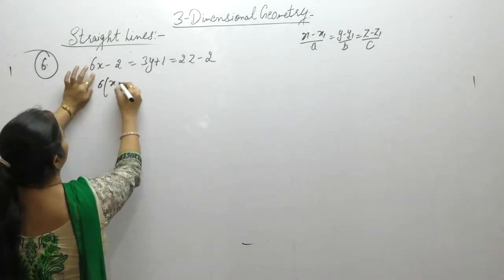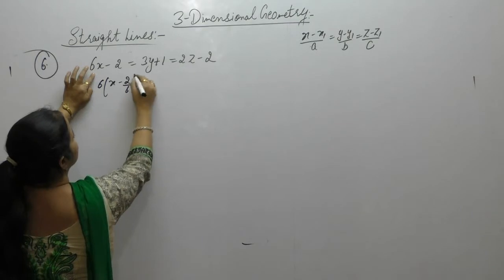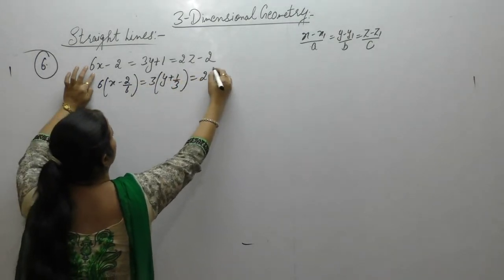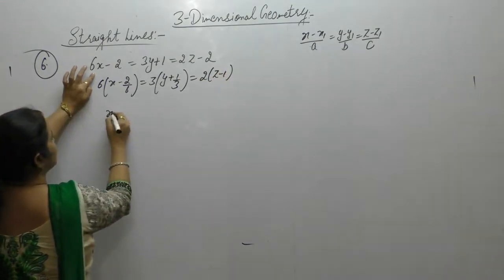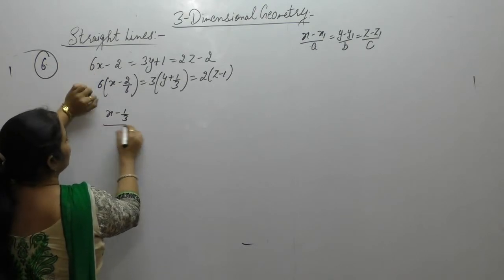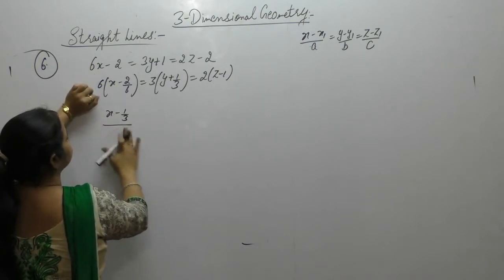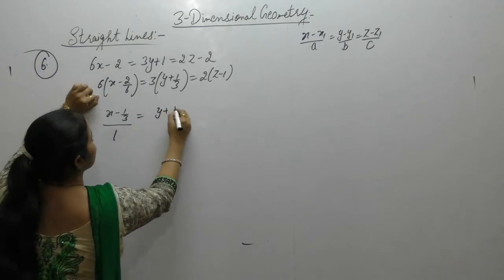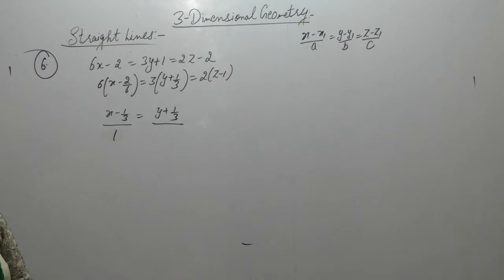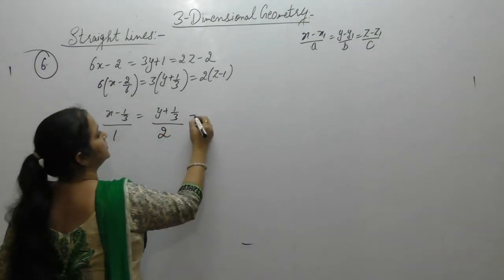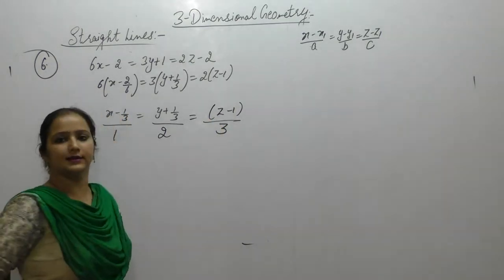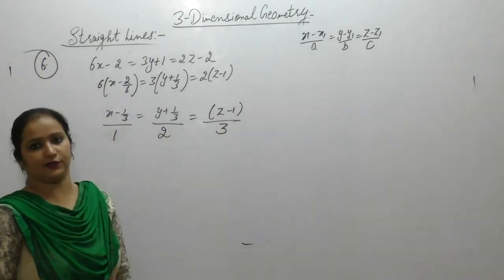Take 6 common, x minus 2 by 6; 3 common, y plus 1 by 3; 2 common, z minus 1. So we can write it as x minus 1 by 3. Divide this whole equation by 6. y plus 1 by 3, 3 by 6, that is 2. 6 से divide किया, 2 by 6, so 1 upon 3. So this is the Cartesian equation.